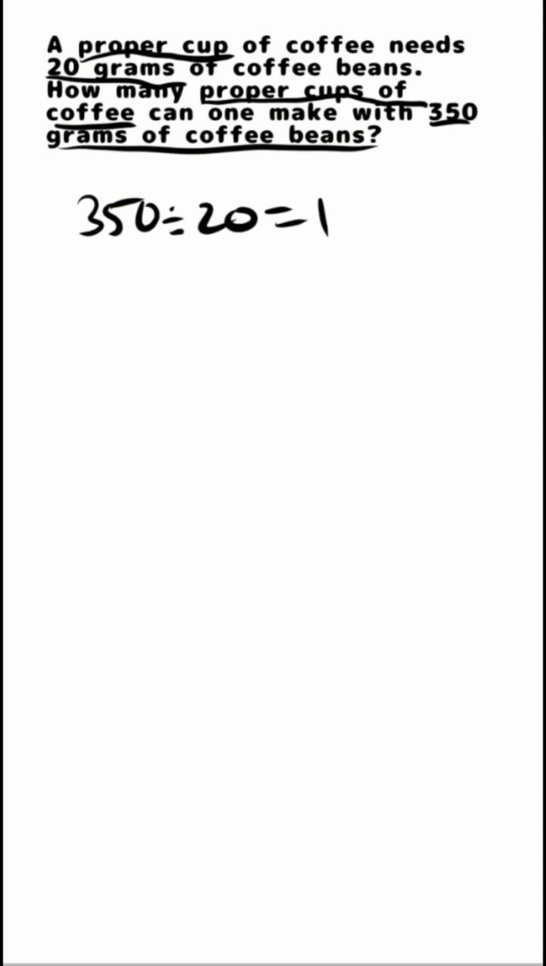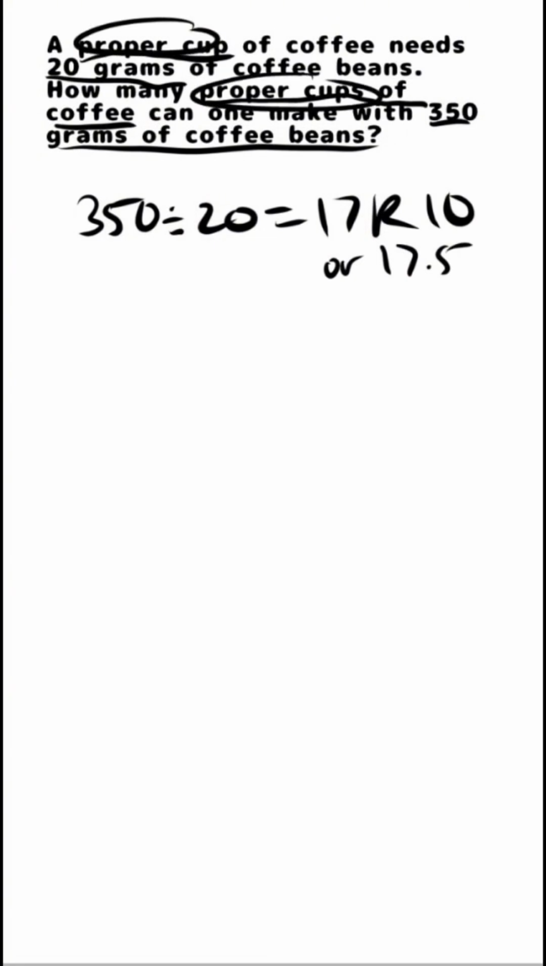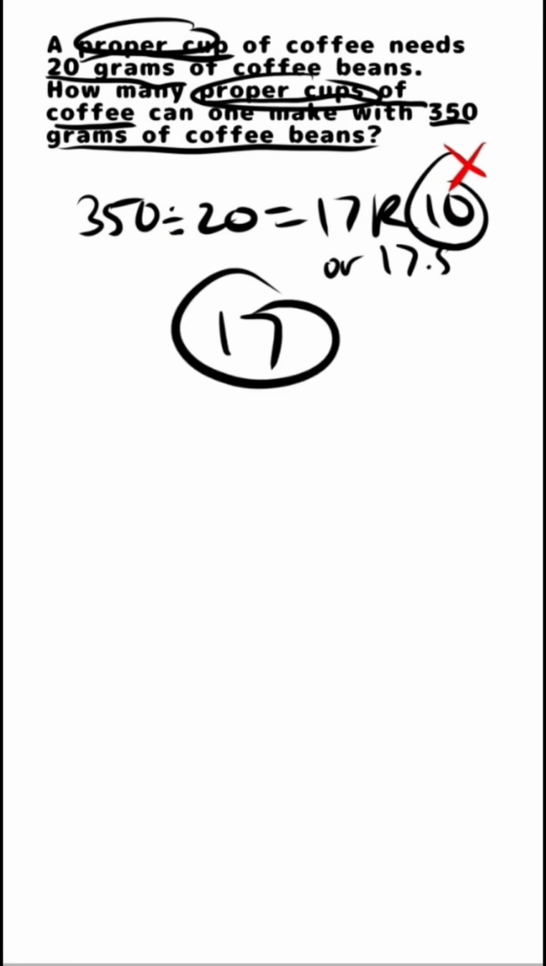Problem 1. A proper cup of coffee needs 20 grams of coffee beans. How many proper cups of coffee can one make with 350 grams of coffee beans? 350 divided by 20 is 17 remainder 10, or 17.5, but this isn't our answer because the problem is asking for properly brewed coffee cups, which need strictly 20 grams of coffee beans, meaning that the 10 extra grams doesn't count to anything, so we have to round down to 17 cups.